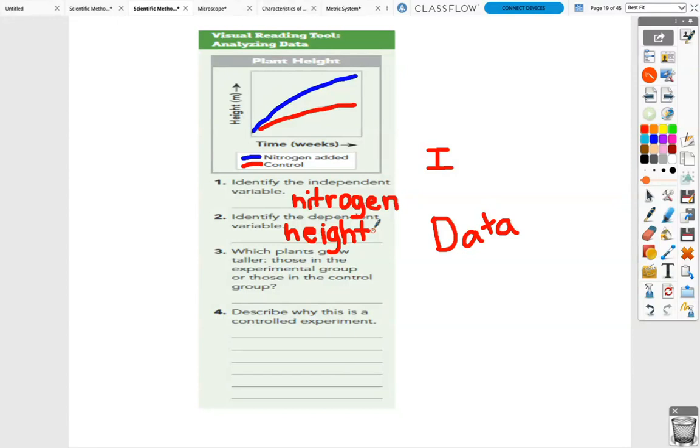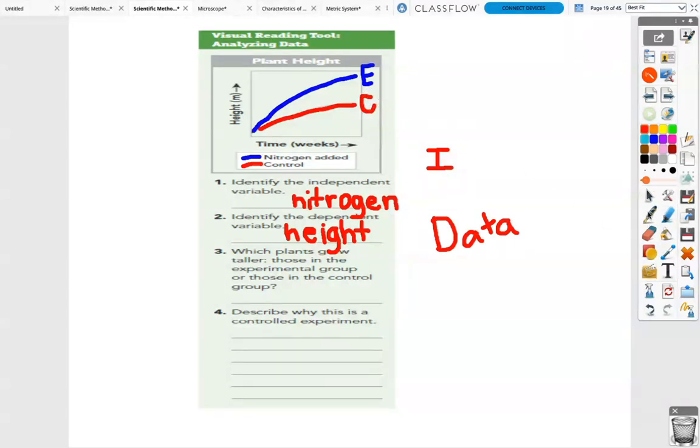nitrogen. Number 3 says which plants grow taller, those in the experimental group or those in the control group. So what I'll need to show you right here, I'm just going to label these. This one where the nitrogen was added is our experimental group. Our experimental group will have our independent variable. Our control group will not have our independent variable.